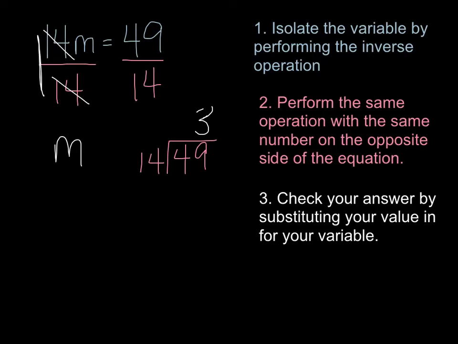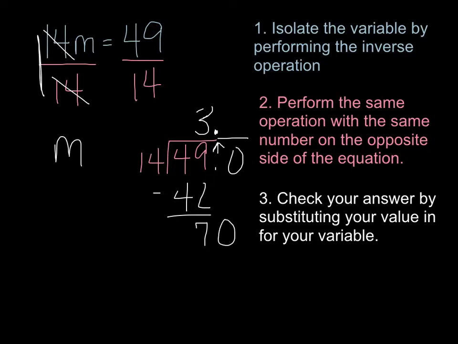And 14 times 3 is 42. 49 minus 42 is 7. And we're going to try to get a decimal because you don't really have remainders when you're doing equations. So we're going to make this into a decimal by adding a decimal point here, taking it straight up to our answer, and adding a 0 at the end. And we'll bring a 0 down.